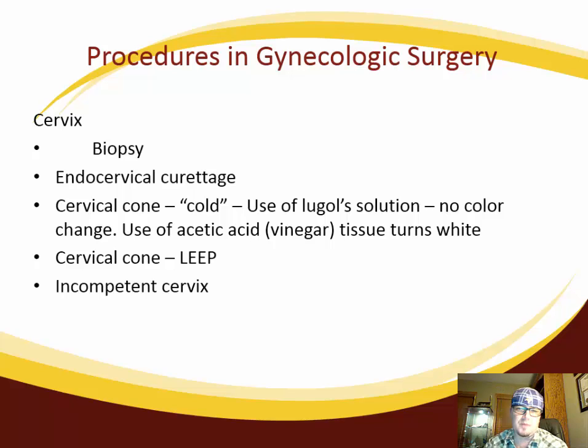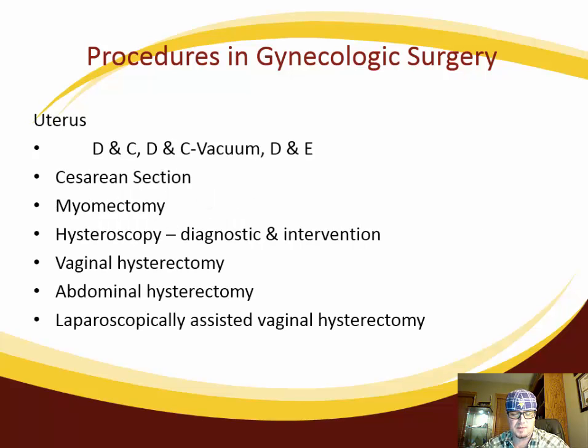It's kind of like when you put hydrogen peroxide on a fresh cut that starts to bubble up and turn white. That's what's going to happen on the cervix, and they're going to take that part out. Cervical cone LEEP procedure is a loop type cautery where they're burning out a chunk of that cervix that's going to become a pathology specimen. D&C, vacuum and D&E are done for many indications. We'll get into those a little bit later.